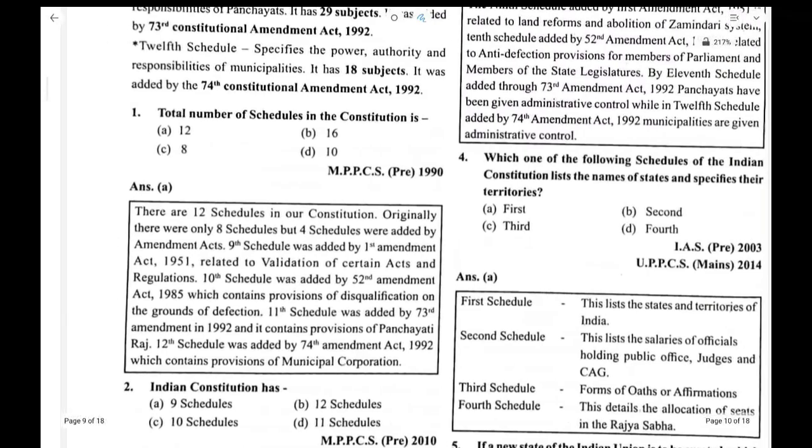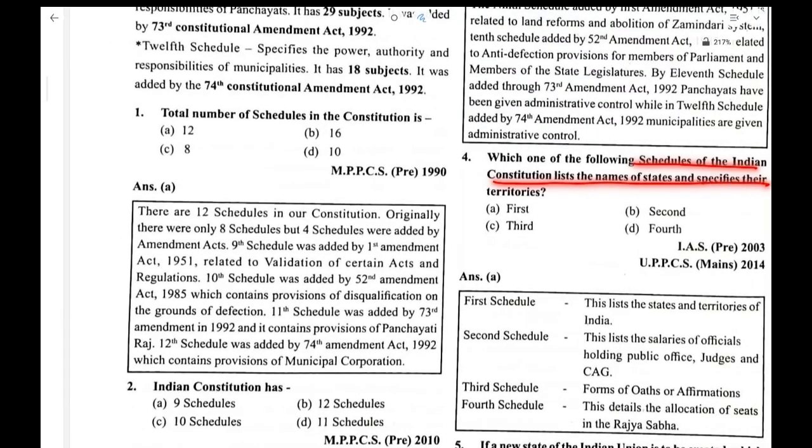Now, which of the following schedules of the Indian Constitution lists the names of states and specifies the territory? First Schedule provides for that. Second Schedule provides for salaries of officeholders in public office. Third Schedule provides for oath and affirmation.